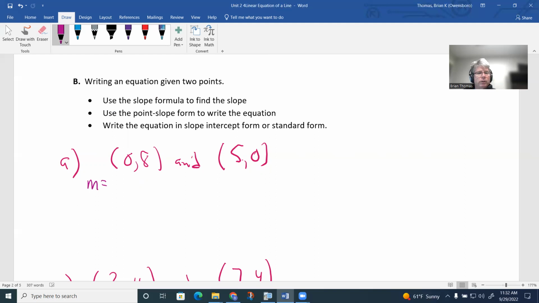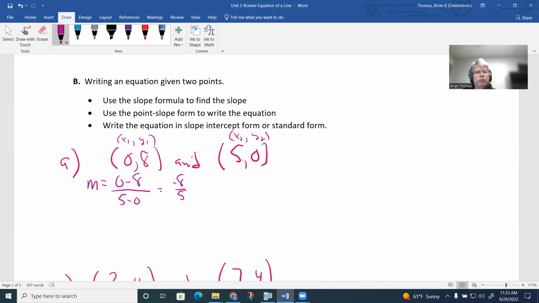So m equals, I want to call this x1, y1, and I'm going to call this point x2, y2. So I'm going to have 0 take away 8 on the top, and then 5 take away 0 on the bottom. So it's going to be -8 over 5. That's our slope. Then use the point slope form to write the equation, and then write the equation in slope intercept form or standard form.